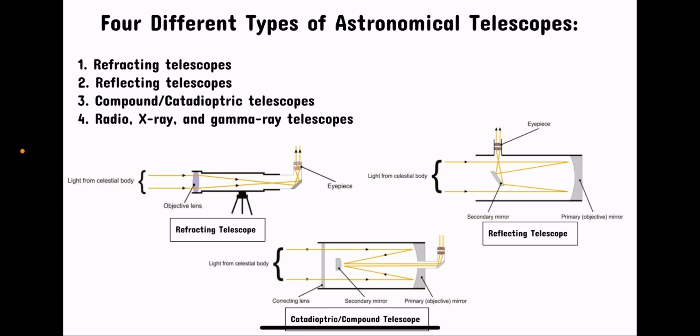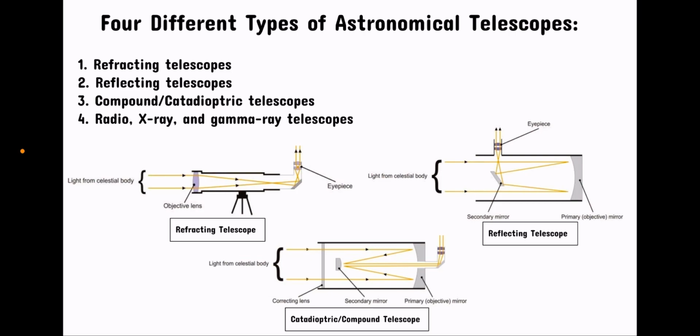So, here are the 4 different types of astronomical telescopes: refracting telescopes, reflecting telescopes, compound telescopes, and radio, X-ray, and gamma ray telescopes. Here are a couple of images of these different types of telescopes, so that you can better see them and understand the parts they possess and their specific functions.